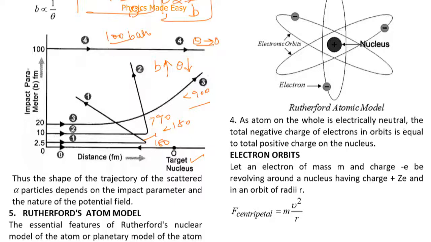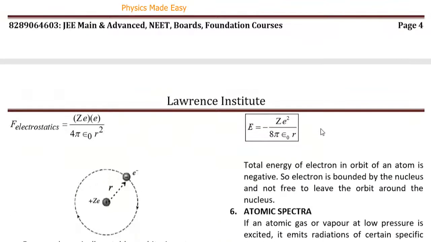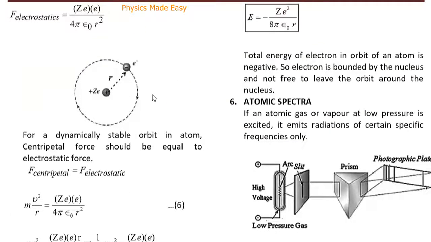The atom as a whole is electrically neutral. That is, the total negative charge of electrons in orbits is equal to the total positive charge of the nucleus. Now, electron orbits. Let m be the mass of the electron and e be the charge revolving around the nucleus having charge Ze, and the radius of the orbit is r. Let us assume this case.